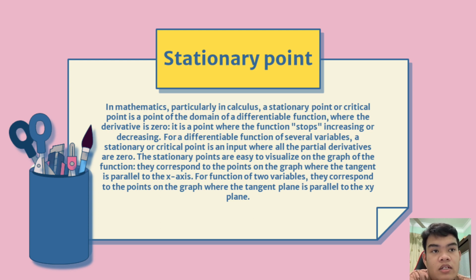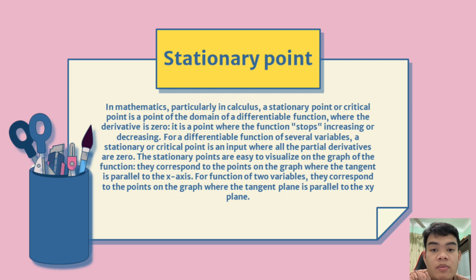In mathematics, particularly in calculus, a stationary point or critical point is a point of the domain of a differentiable function where the derivative is zero. So it is a point where the function stops increasing or decreasing. For a differentiable function of several variables, a stationary or critical point is an input where all the partial derivatives are zero. Stationary points are easy to visualize on the graph of the function. They correspond to the points on the graph where the tangent is parallel to the x-axis. For a function of two variables, they correspond to the points on the graph where the tangent plane is parallel to the xy plane.